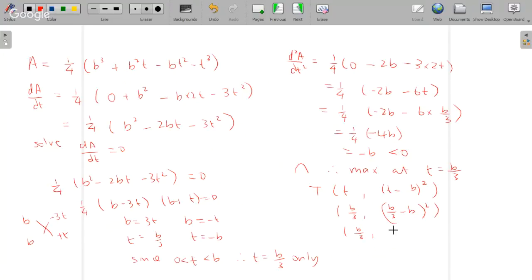So that would be, I think, 4b squared on 9. Double check. Yeah. Okay. So therefore, when t is b on 3, 4b squared on 9, the area is maximized. That's it.